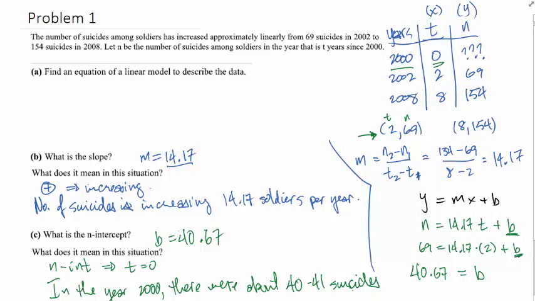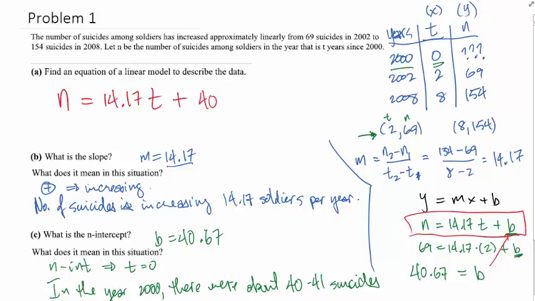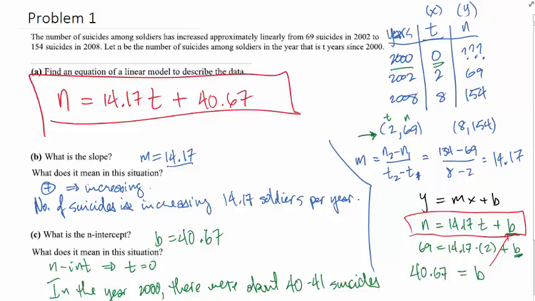Okay, so now we can finally get the actual equation down. Let's write this equation with the appropriate b value. So the equation is n, that's your y, is equal to 14.17t plus the b value of 40.67. So this is our equation of the linear model that describes the relationship between the number of suicides and the years since 2000.